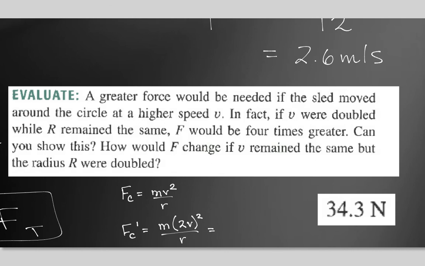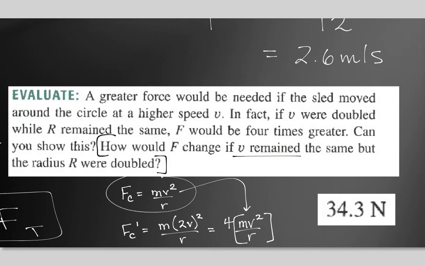When you square that bracket, you get a 4. 2 squared is 4. So you can bring that 4 out to the front. And this was the original force. So you can see that it's 4 times greater than the original force. As a challenge, you can try the last one. How would the force change if the velocity remained the same, but the radius were doubled? So the mass and the velocity will stay the same, but the radius is doubled. What's going to happen to the force? So that's a challenge for you to do on your own time.